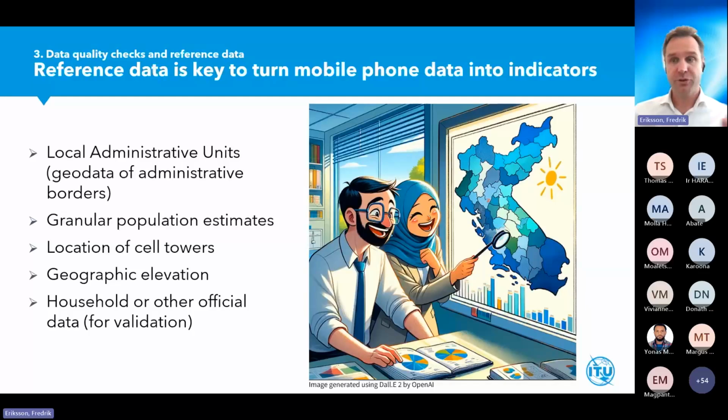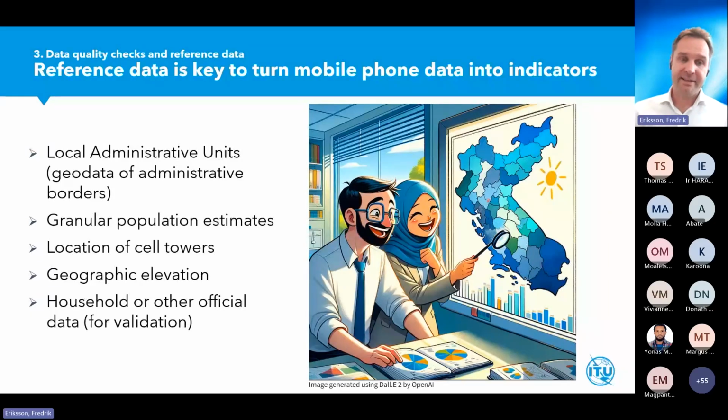But in addition to the mobile phone data, the raw data, the CDRs, the IPDRs, and the cell tower location is not always enough. We also need more data, and this is what we usually refer to as reference data. This can depend on the actual use case, but there are some that are a bit more frequently used than others. So for example, to create statistics, we often aggregate the results over certain geographic areas. So here, for example, the geodata, the geographic data of the administrative borders is needed. And this is something that the National Statistics Office usually have.